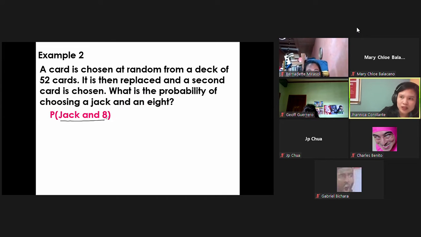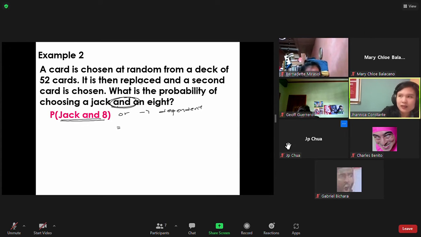So since we're solving for the probability of getting a jack and 8 using the formula for the independent event, when the problem indicates "and," that means it's independent. When it says "or," that's dependent. That's how you can identify what formula you're going to use. When "and" is what you're looking for or what is identified in the problem, that's independent. When "or" is in the problem, that means it's a dependent event.